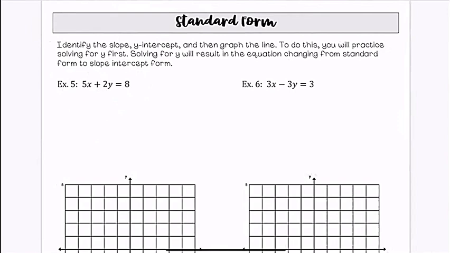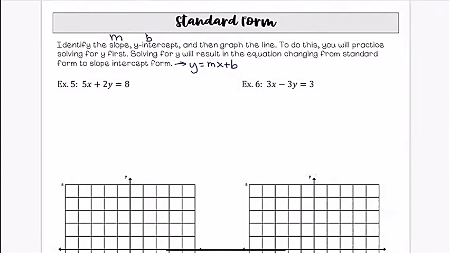Here it's identify the slope and the y-intercept and then graph the line. I'm just going to label those M and B. To do this, you will practice solving for y first. Solving for y will result in the equation changing from standard form to slope-intercept form. Remember, our goal is to get to y equals mx plus b. We will do number 5, and then you can do number 6.